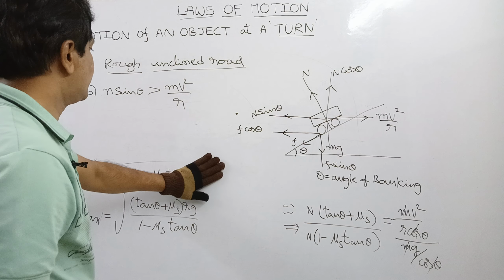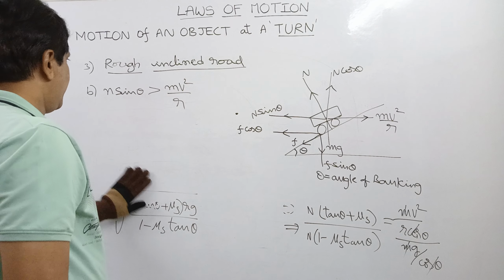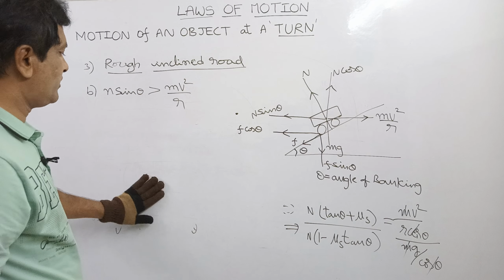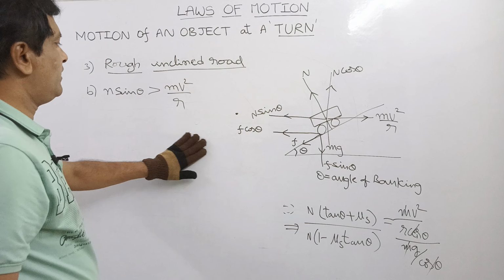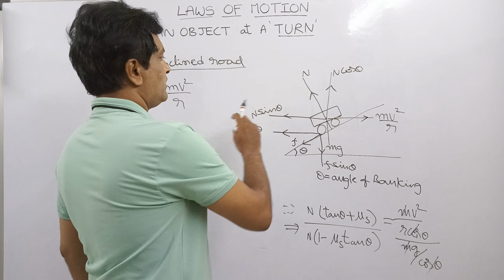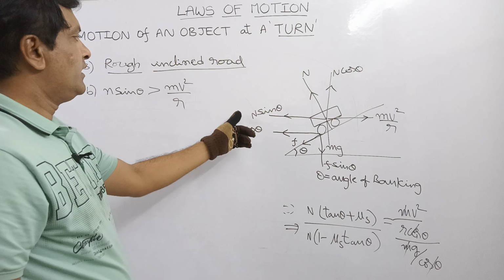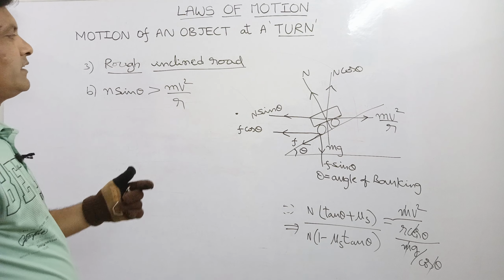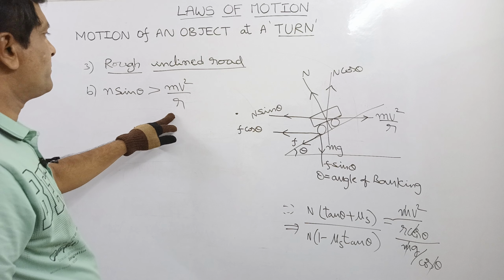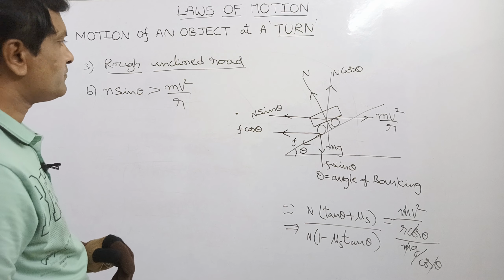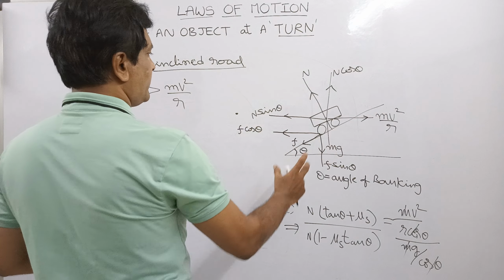In the second case, case B, where n sin theta is greater than mv square by r, the vehicle may have a chance of sliding down the inclined plane. When n sin theta is greater than mv square by r, in this case we will equate the terms again.